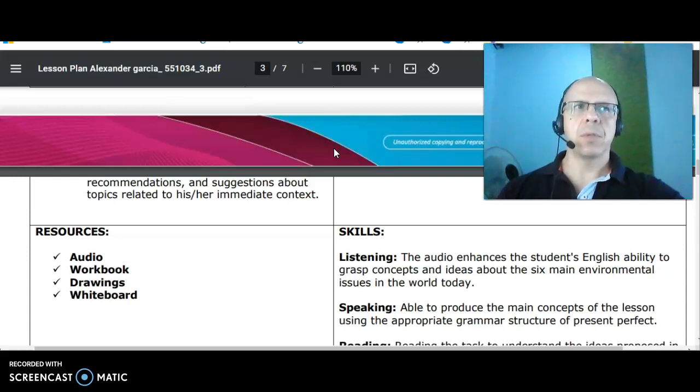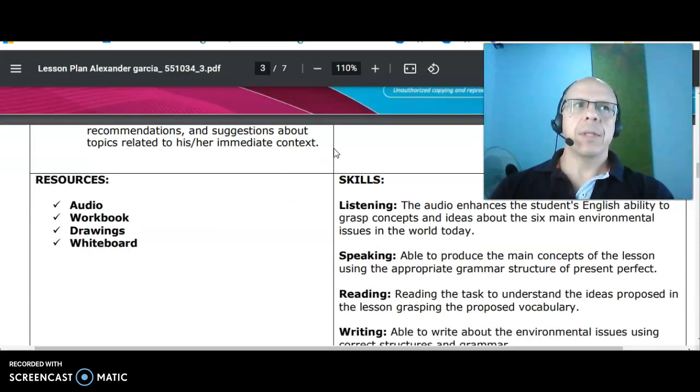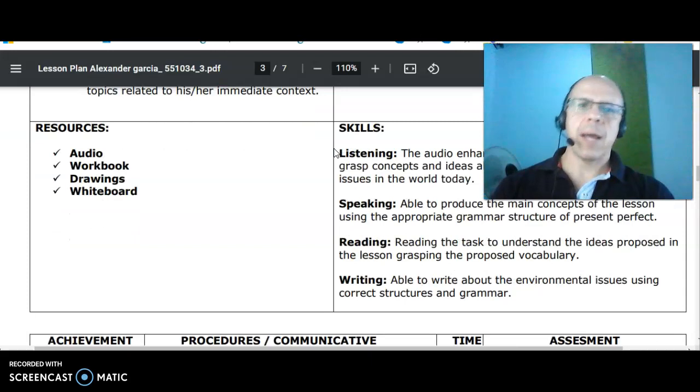Speaking: able to produce the main concept of the lesson using the appropriate grammar structure of present perfect. Reading: reading the task to understand the ideas proposed in the lesson, grasping the proposed vocabulary. Writing: able to write about the environmental issues using correct structures and grammar.